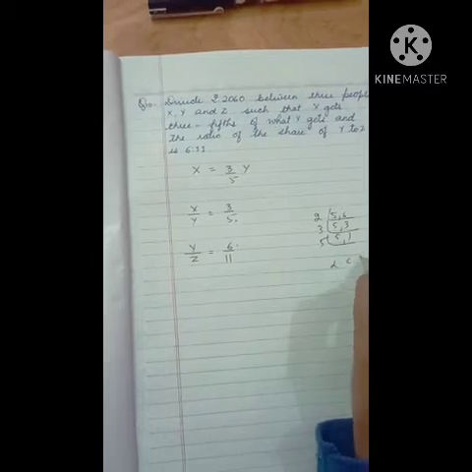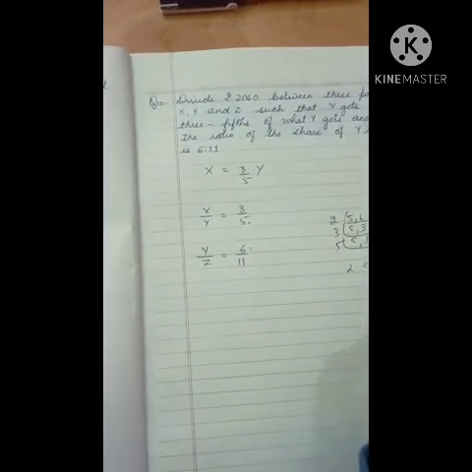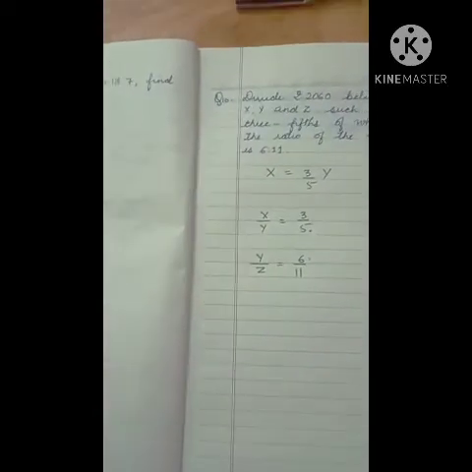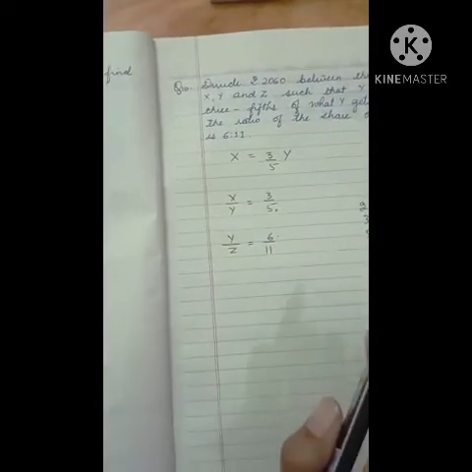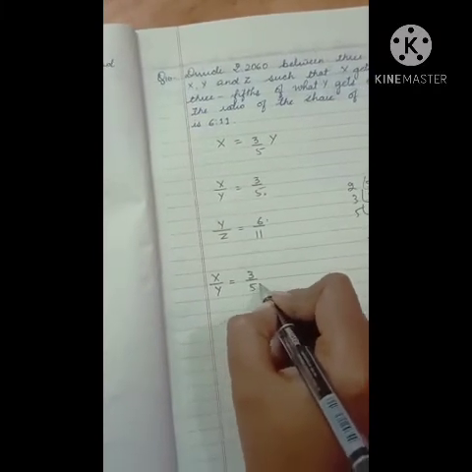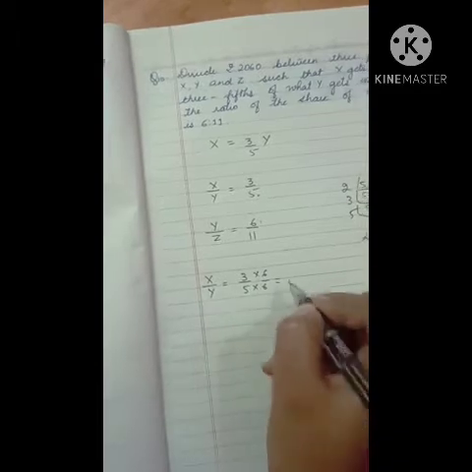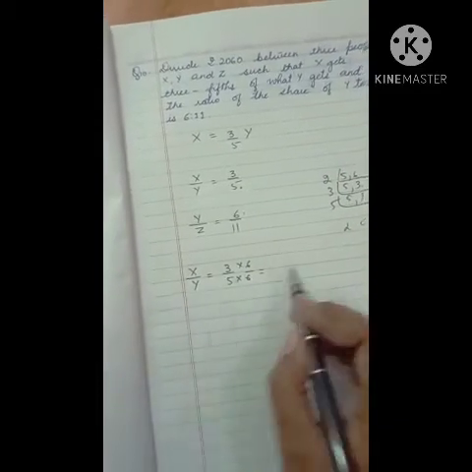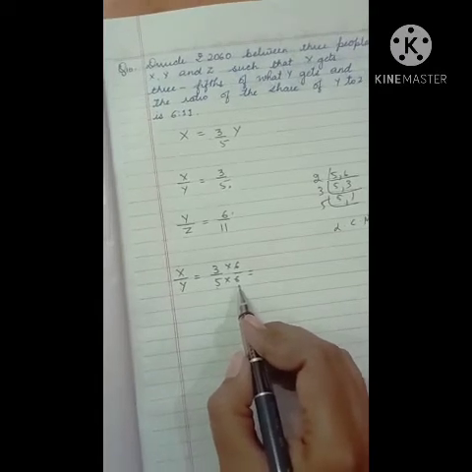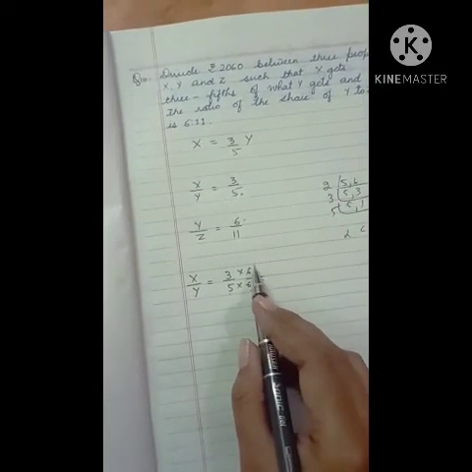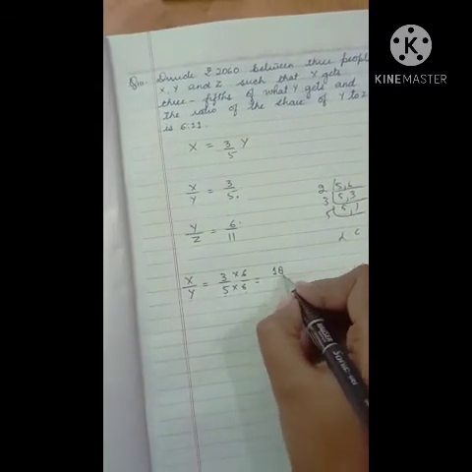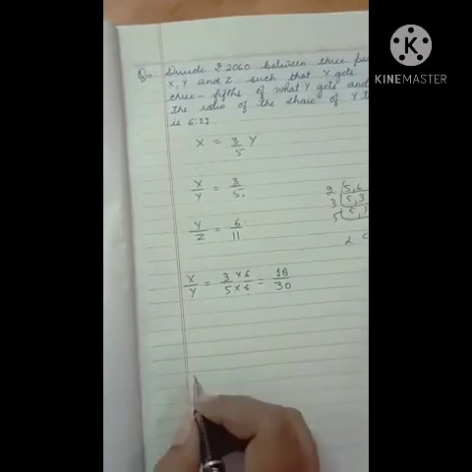So here we get the LCM 30. Okay. Now what we do? We make the value of y equal to 30. So x by y is equal to 3 by 5 multiplied by 6. To make the value of y equal to 30, we multiply this value by 6. Since we are multiplying in the denominator, we multiply it in the numerator also. So here we get 18 and here we get 30.